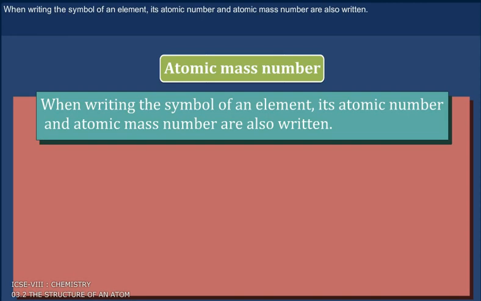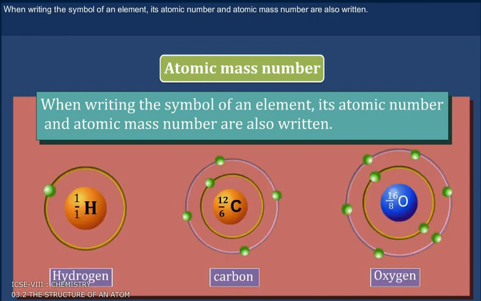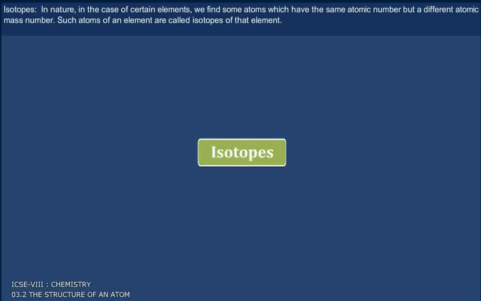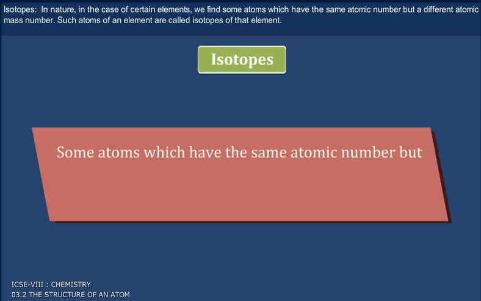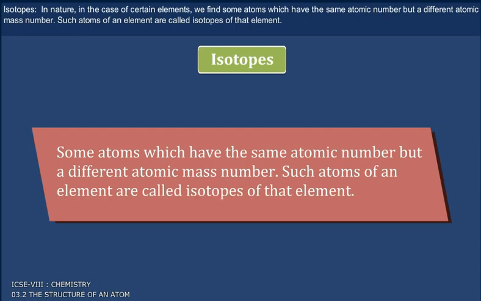When writing the symbol of an element, its atomic number and atomic mass number are also written. Isotopes. In nature, in the case of certain elements, we find some atoms which have the same atomic number but a different atomic mass number.